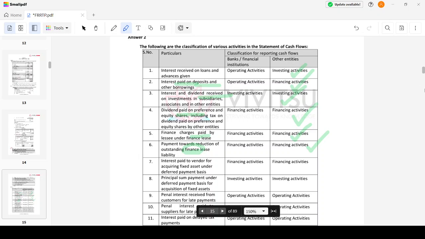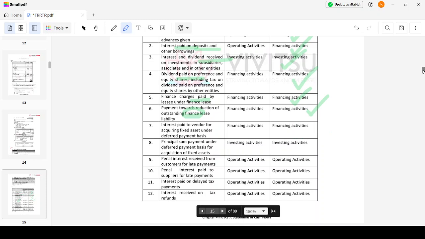Then interest paid to vendor for acquiring a fixed asset on a deferred payment basis. This is a financing activity because it is a kind of financing arrangement. Principal sum payment under the deferred payment basis, investing activity for acquisition of fixed asset. This is quite important. We will again think of it as a financing arrangement. Principal sum payment, there's a principal, not interest. Principal sum payment under the deferred payment basis for the acquisition of fixed asset.